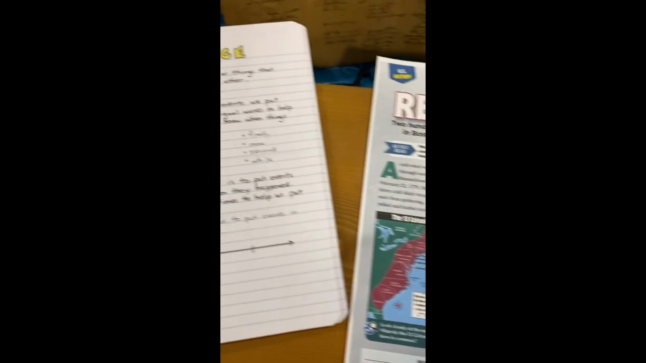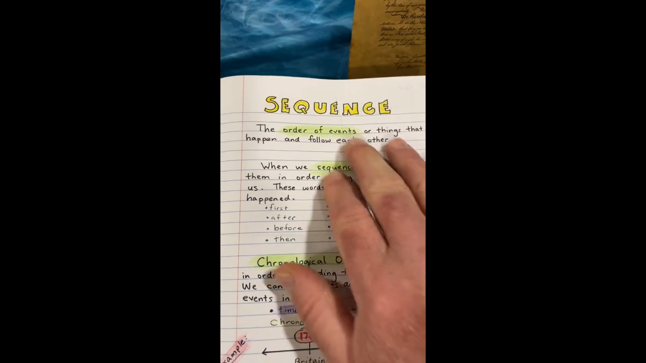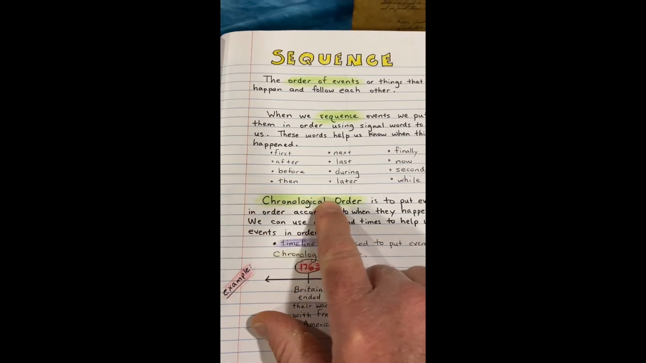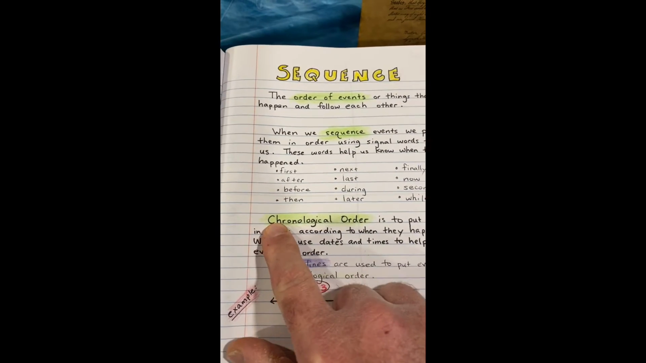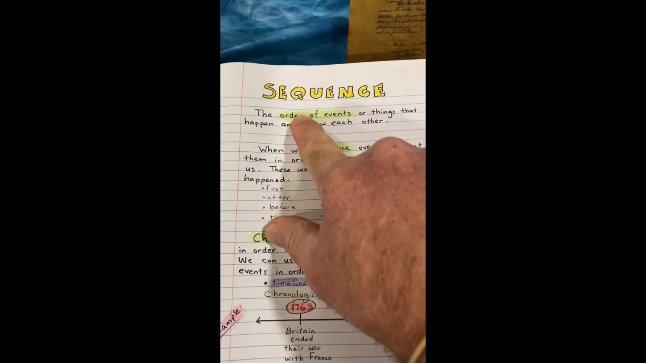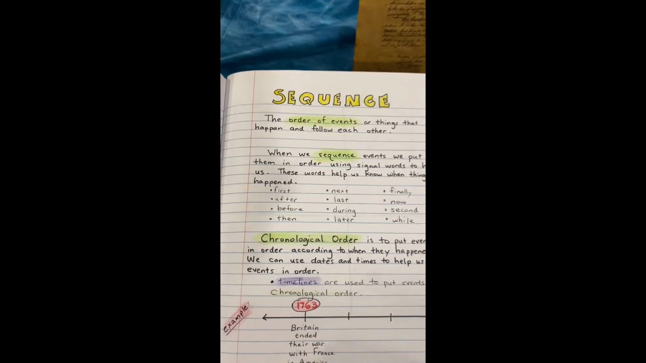Now, if you remember, we added it into our notebook. In our reader's notebook, we had sequence of events from before. We had some information on there already, and we just added it right to the bottom. This thing called chronological order. Because remember, sequence is just the order of events, the order that things happen, how one thing follows another.